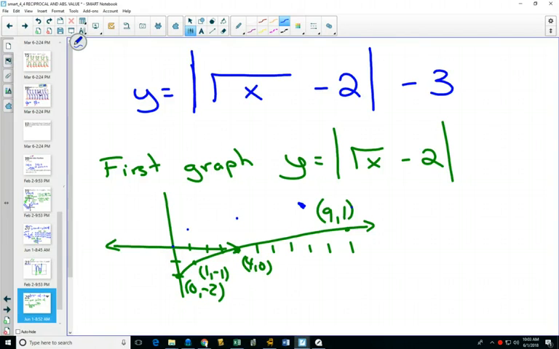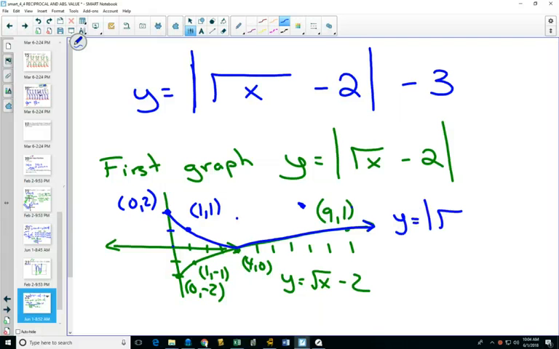What does the absolute value do? That takes whatever's negative, and I'll draw it on the same graph here in a different color. 0 comma 2, 1 comma positive 1. This part here is reflected up. This part stays the same. So the green graph here is the square root of x minus 2. The blue graph is the absolute value of the square root of x minus 2.